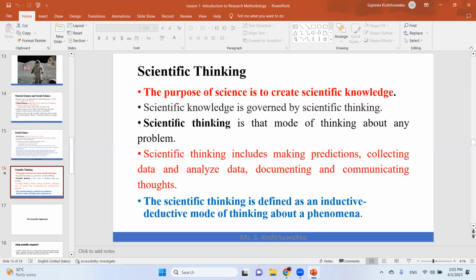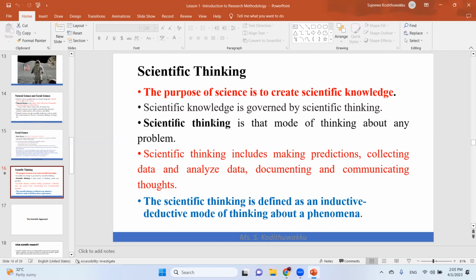Now, what are the sections included in scientific thinking? First, you have to make predictions, or let's say hypotheses. You have to make assumptions. Based on your assumptions, you have to collect data or information. Then you have to analyze those data, and then you have to record them, and then you have to communicate your correct decisions or recommendations to society.